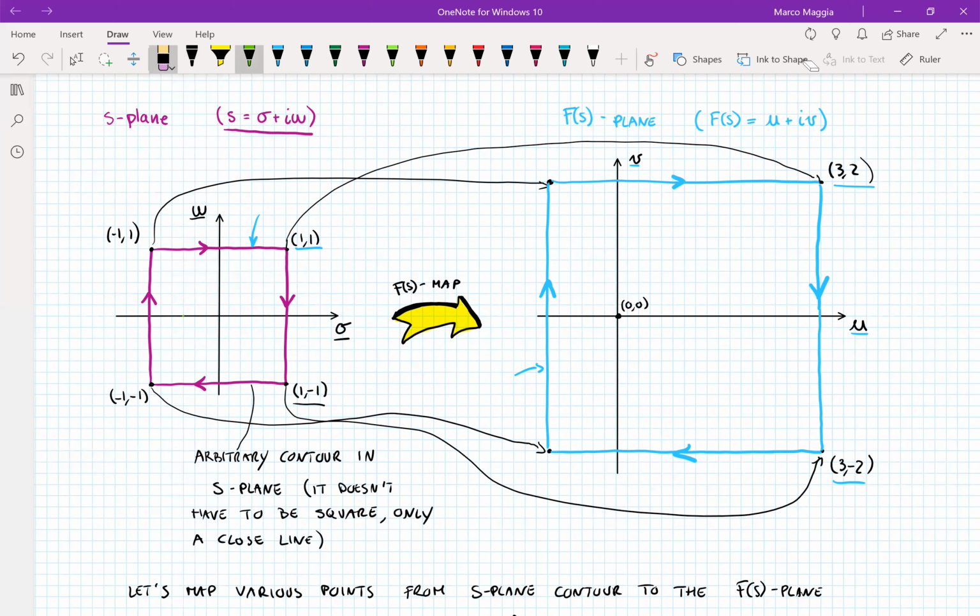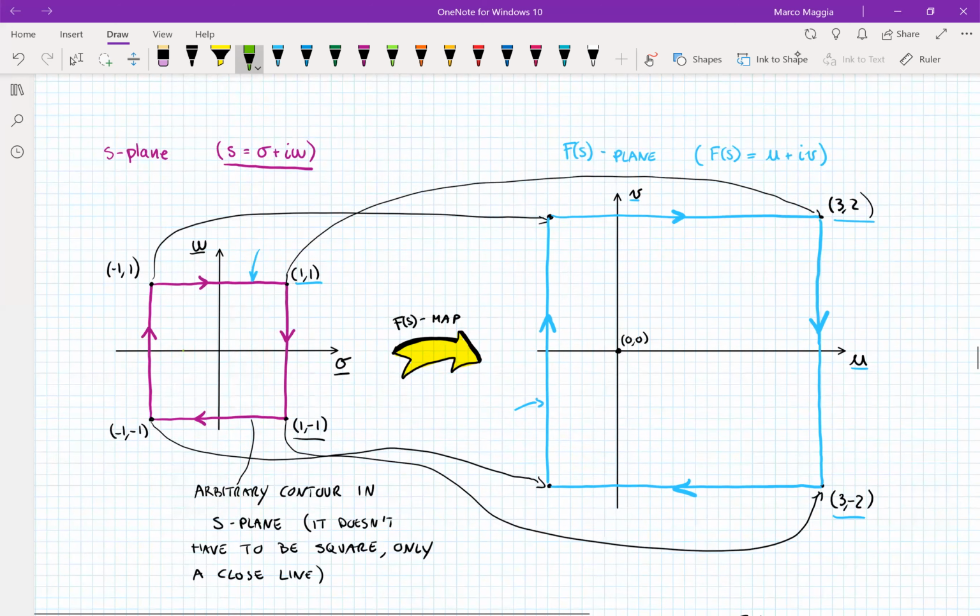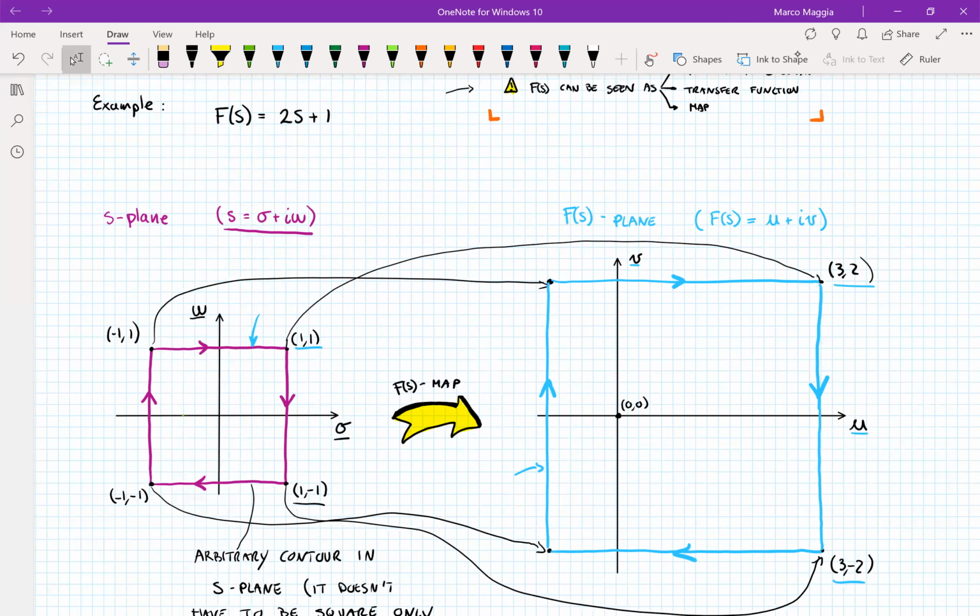One thing that I forgot to do is just to place, and then we will see why this is important, on the original S plane, the poles and the zeros of our map. So now let's treat our map as a transfer function. So let's find its zeros and poles. Well, f of s, if it is equal to 2s plus 1, has only one zero, really, at minus 1/2. And so we can easily place it right here.